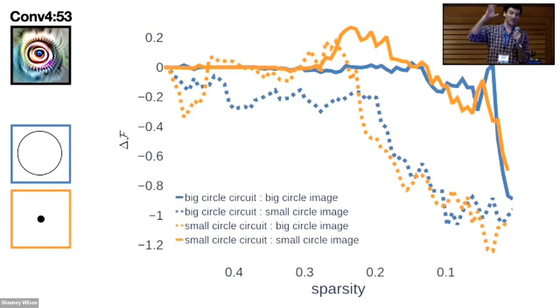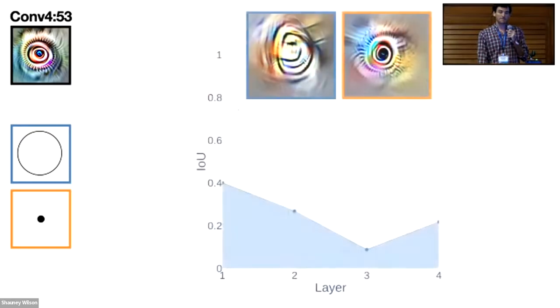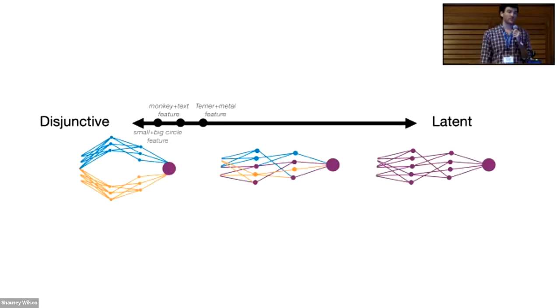If you extract a big circle subnetwork, it's not a good small circle detector, and vice versa. We can look at the intersection over union at a particular sparsity level that passes our threshold, and we'll see that they totally don't overlap here, going back even farther, even into the first layer. And the feature visualizations separate out nicely. We found a big circle detector and a separate small circle detector. Cool. Okay, so this is even more disjunctive.